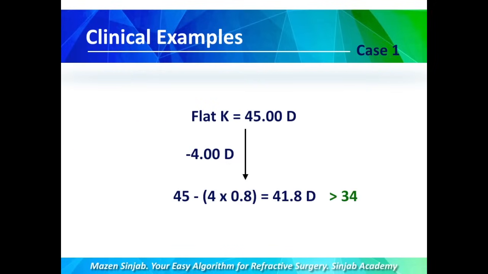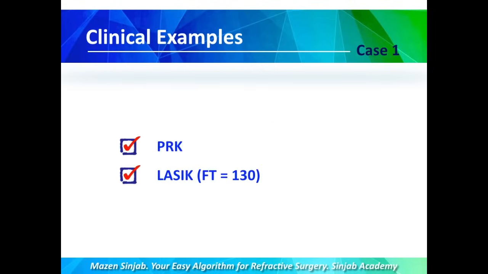To study the effect of the correction of -4 diopters on the flat K, the flat K will be reduced to 41.8, which is higher than 34 diopters, so LASIK is also accepted. So we can go for PRK and we can go for LASIK for a flap thickness of 130 microns.